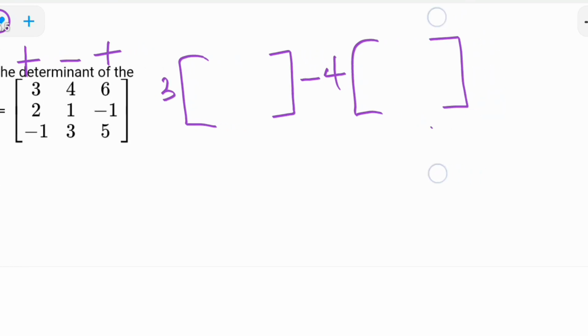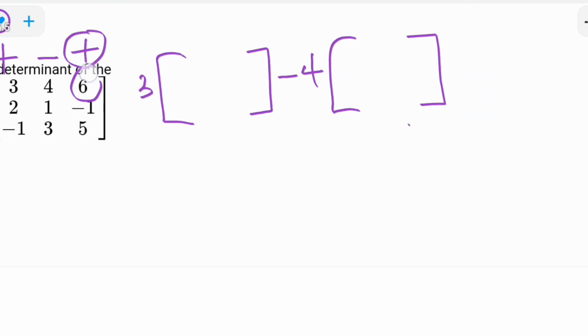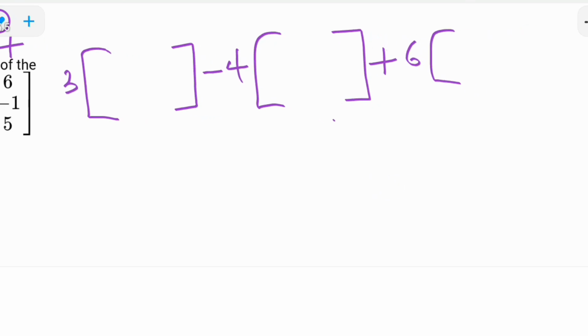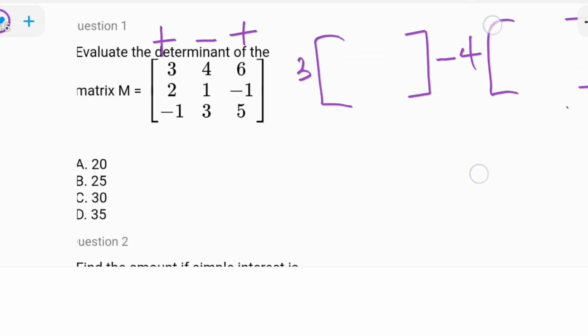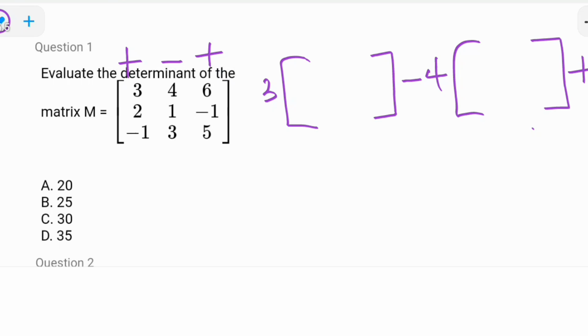I'm going to tell you what will be in the bracket later. The next one is plus, then 6. Open another bracket like this. Let's get what will be in the bracket. To get what will be in the bracket, you just have to cover the row and column of that number involved. So we have 3 here. We're going to cover the row and column, like cover the 3 like this and cover it like this. So it remains just these numbers here. That's 1, minus 1, 3, 5. So that's what will be here: 1, minus 1, 3, 5.